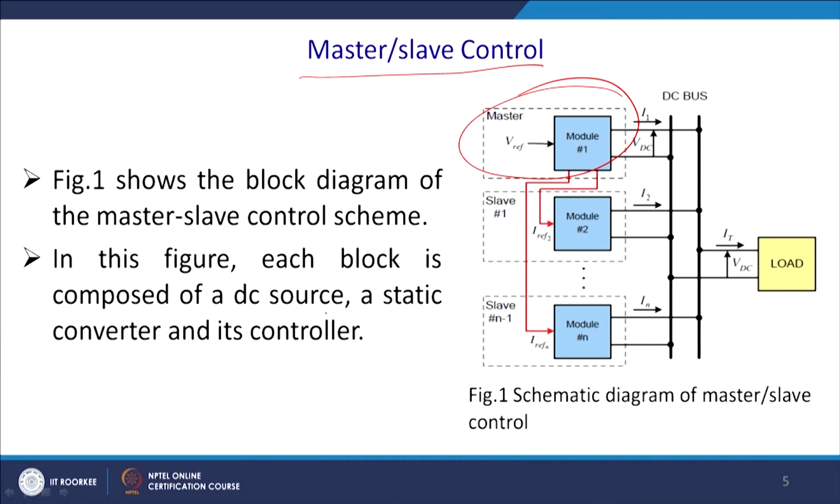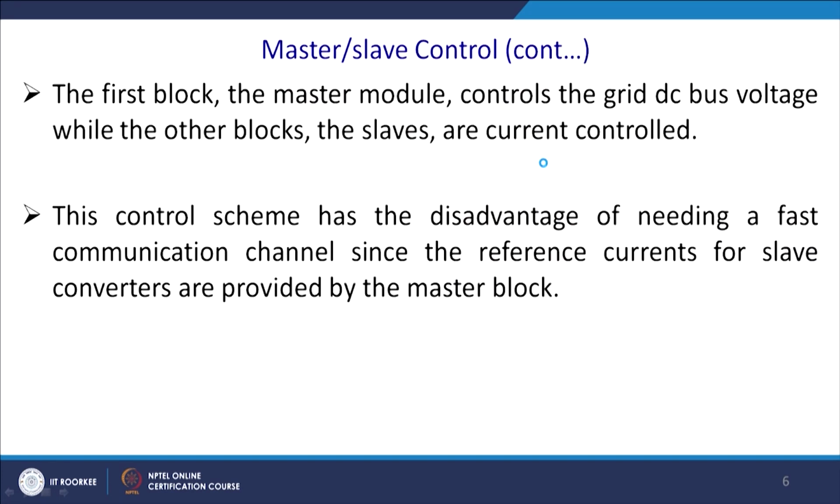So, in this configuration each block is composed of the DC source, a static converter and its controller. So, this is the control. We require the control because we may have some entities that are constant power. So, let us describe these blocks. The first block itself is the master block. It controls the grid voltage, while the other blocks, the slaves, control the current.